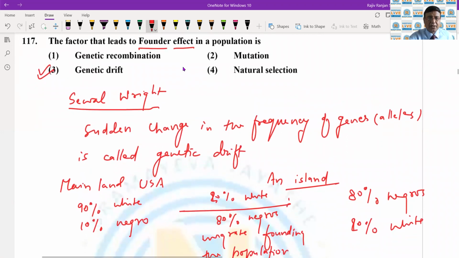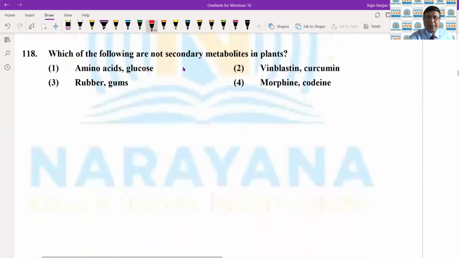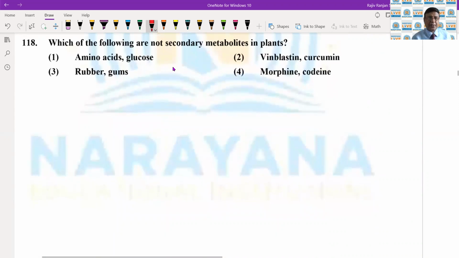So let's now see question number 118. Which of the following are not secondary metabolites in plants? First, amino acids and glucose. Second, vinblastine, curcumin. Third, rubber, gums. And fourth, morphine and codeine. First of all, let's see what the secondary metabolites are. Secondary metabolites are some byproducts found in the organisms that do not play any major role in the main metabolism.